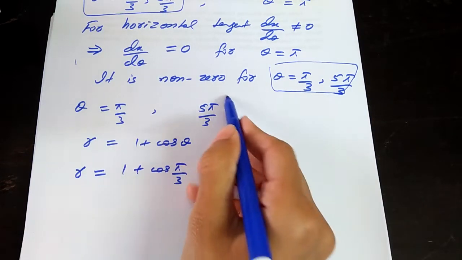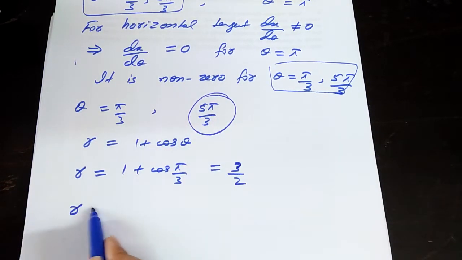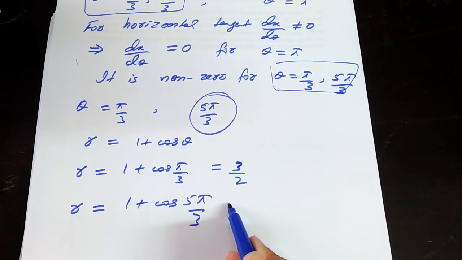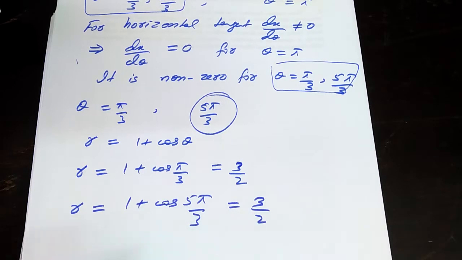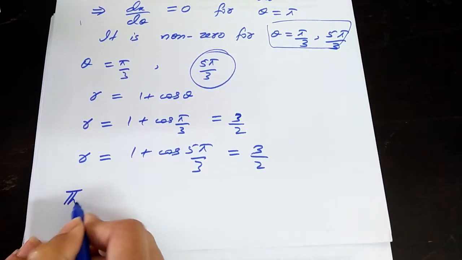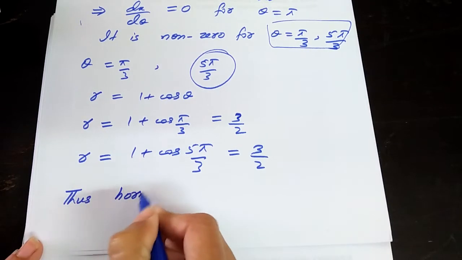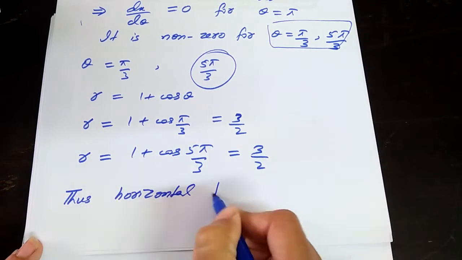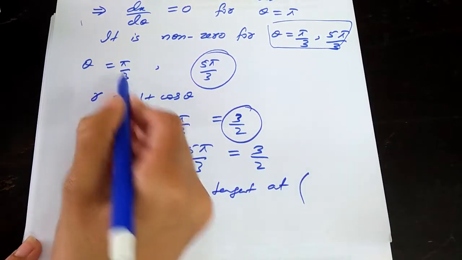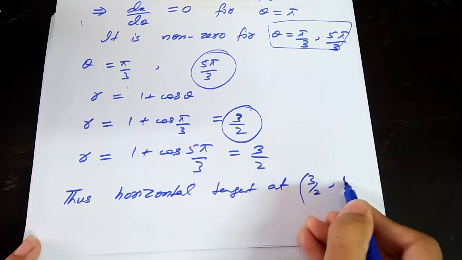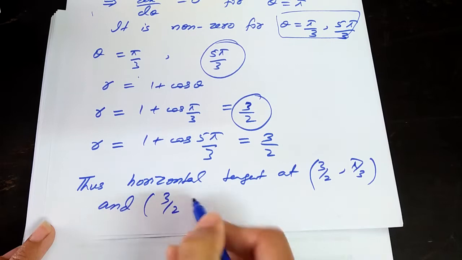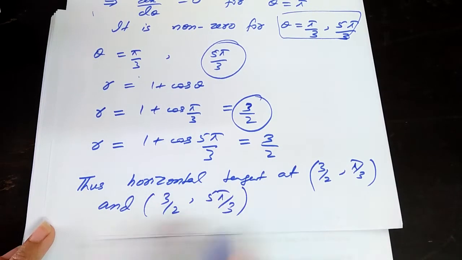And for theta equals 5 pi by 3, r will be equal to 1 plus cos 5 pi by 3, that will be equal to 3 by 2. So it means we have the horizontal tangent at (3 by 2, pi by 3) and (3 by 2, 5 pi by 3).